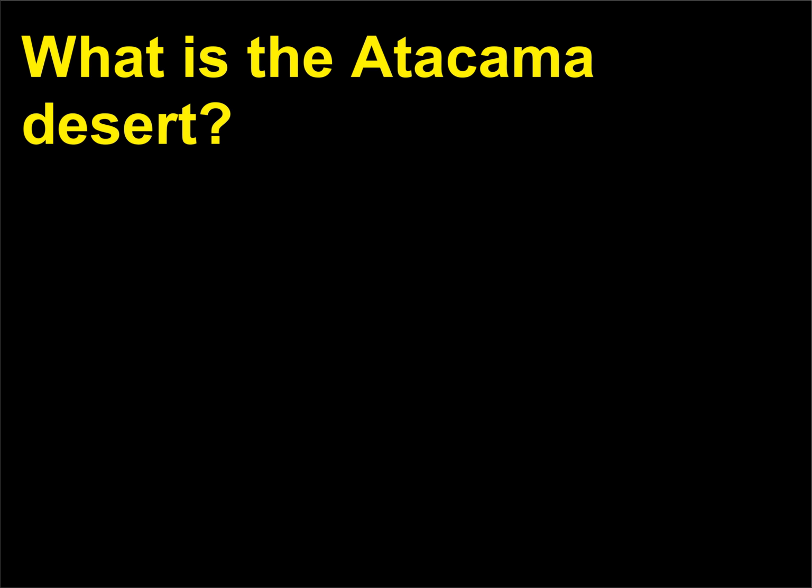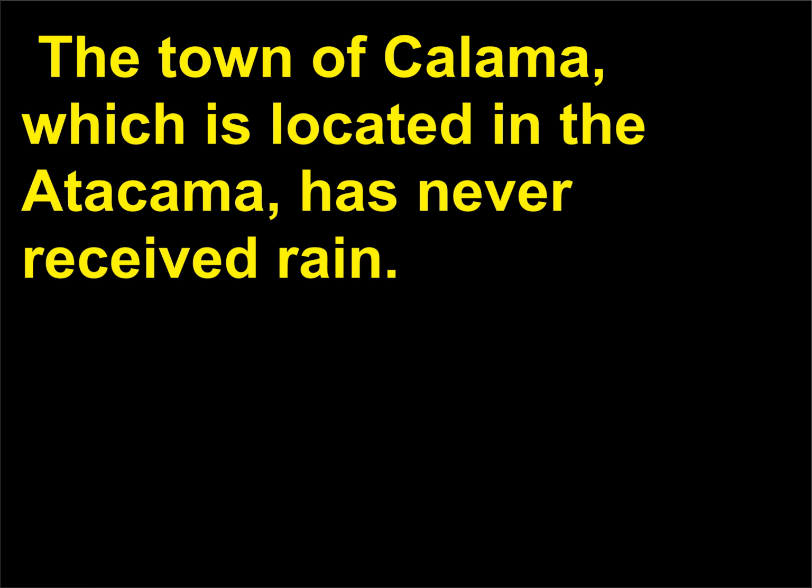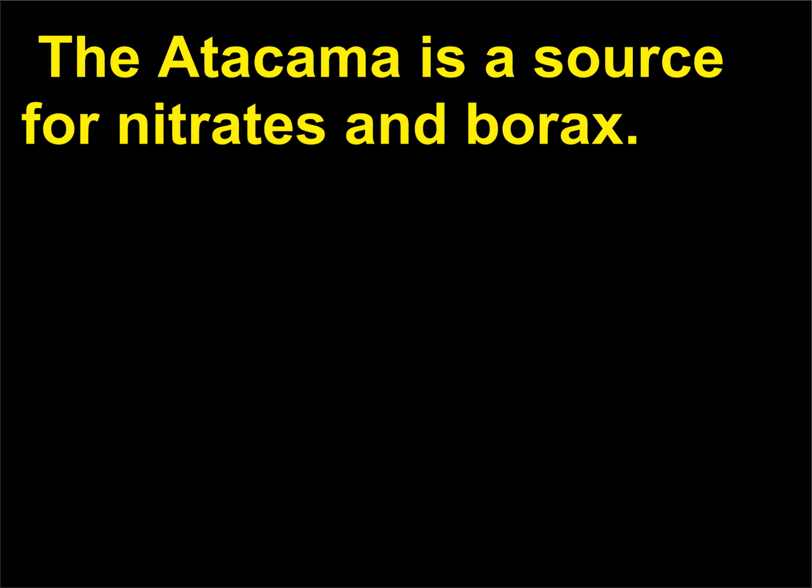What is the Atacama Desert? One of the world's driest deserts, the Atacama is located in northern Chile. It is completely barren of plant life. The town of Calama, which is located in the Atacama, has never received rain. The Atacama is a source for nitrates and borax.